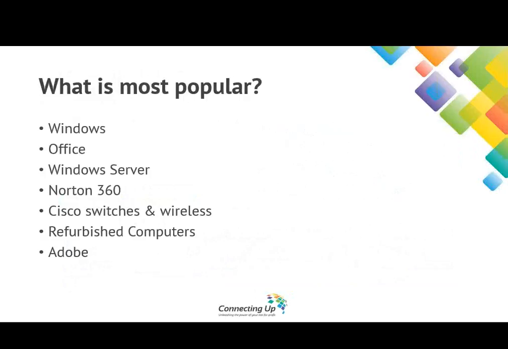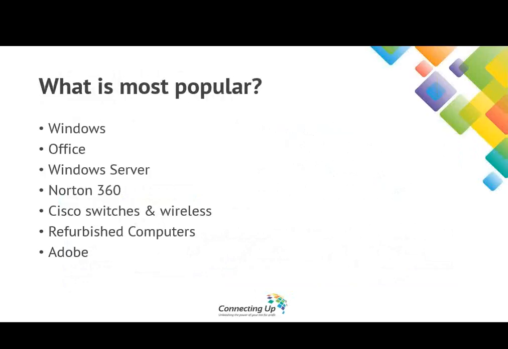Now, when people always ask me, okay, it's great, you've got so many different solutions, what do other organizations order? So the simple answer is this. No surprises for most of it. Windows and Office are far and away the most popular products. Windows Server is still quite popular. Out of all of our antivirus solutions, Norton 360 is still the most popular. Cisco switches and wireless equipment. Our Refurbished computer program is far and away our most popular discounted offering. And anything with Adobe's name on it.